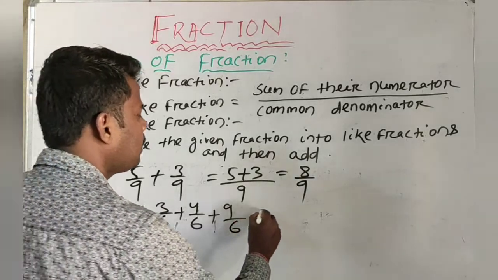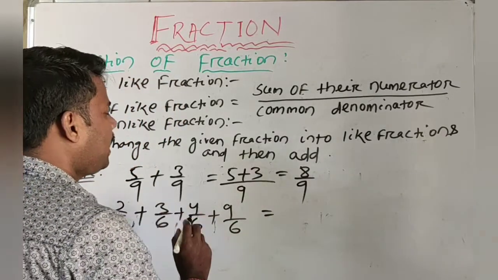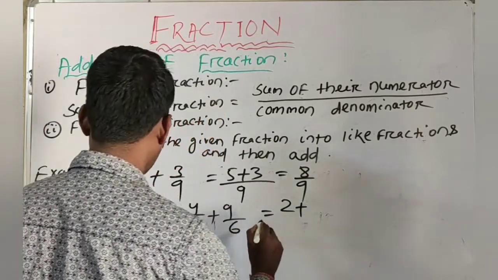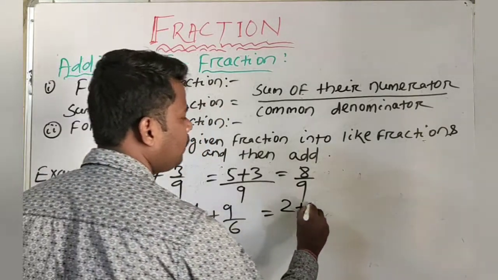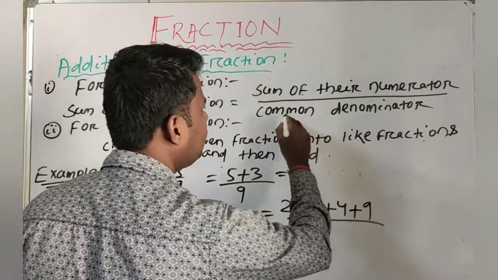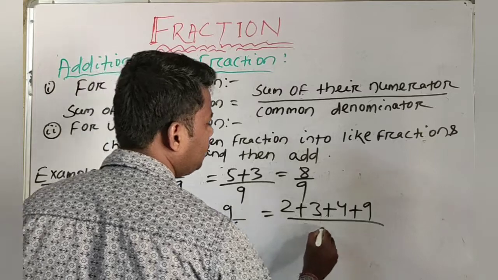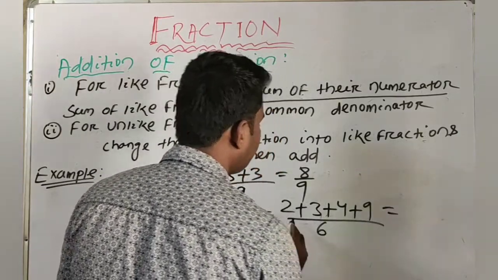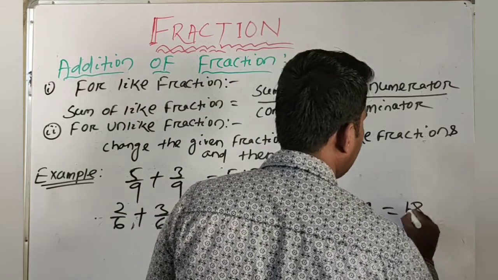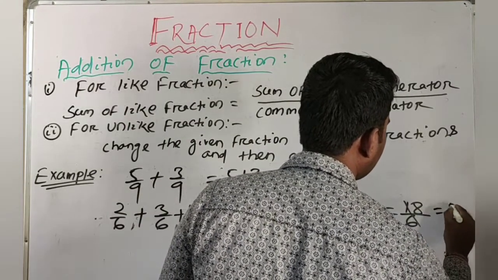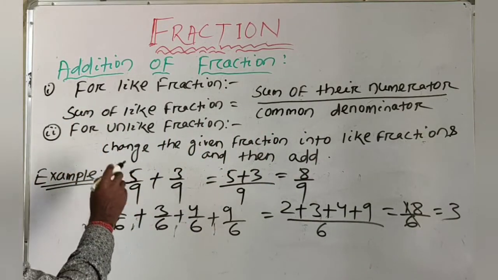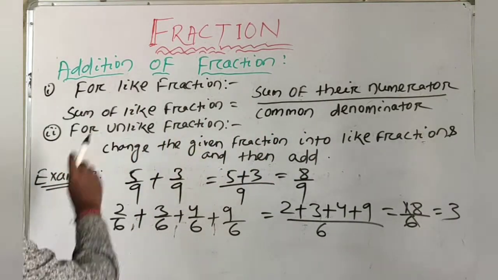So how will you add? Sum of their numerators, that means 2, 3, 4, and 9, divided by the common denominator. The common denominator is 6. 3 plus 2 is 5, plus 4 is 9, plus 9 is 18. 18 by 6 is equal to 3. In this way we can add like fractions.